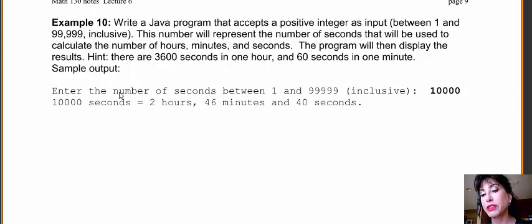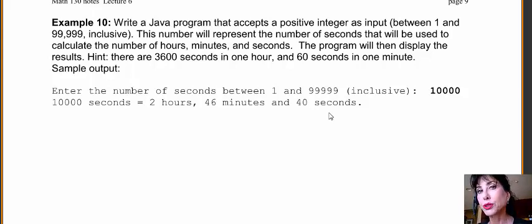There are 3,600 seconds in 1 hour and 60 seconds in 1 minute. So the sample output that they're giving us to help us write the program is we'll have a prompt, and we'll have the program print out this prompt, enter the number of seconds between 1 and 99,999 inclusive, and this is just a sample of somebody typing in, say 10,000, and then the display, and this is what our program will have to do, is display 10,000 seconds is equal to 2 hours, 46 minutes, and 40 seconds.